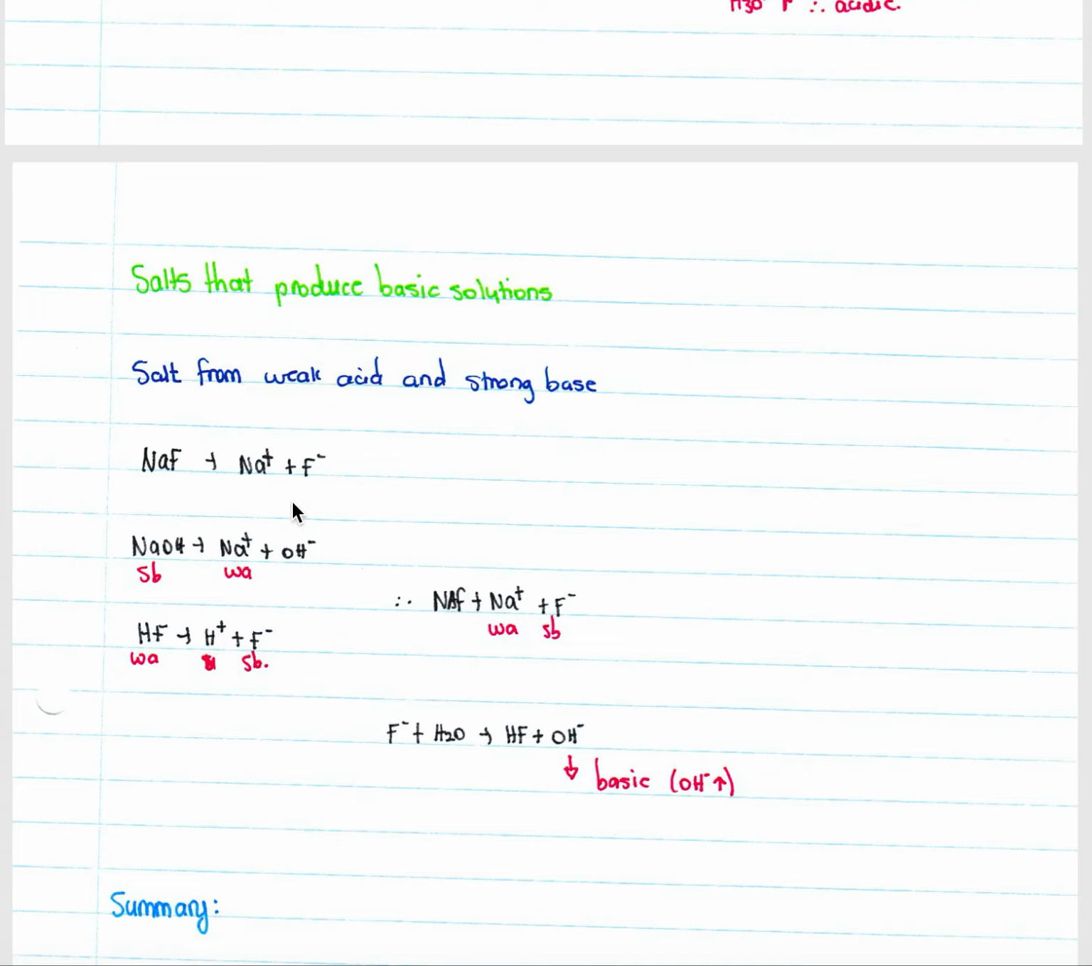Now we take the strong one of these two, which is F minus, and we react it with water. F minus plus H2O. If this is a strong base, it will accept a proton, as shown here, and become HF, and H2O will be an acid donating a proton, becoming OH minus. OH minus, as said before, is an indicator of a basic solution, and therefore the solution would be basic.